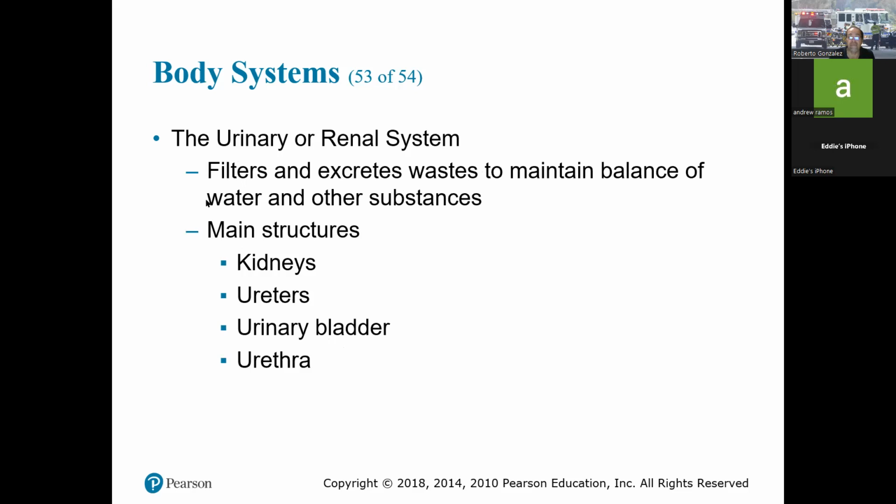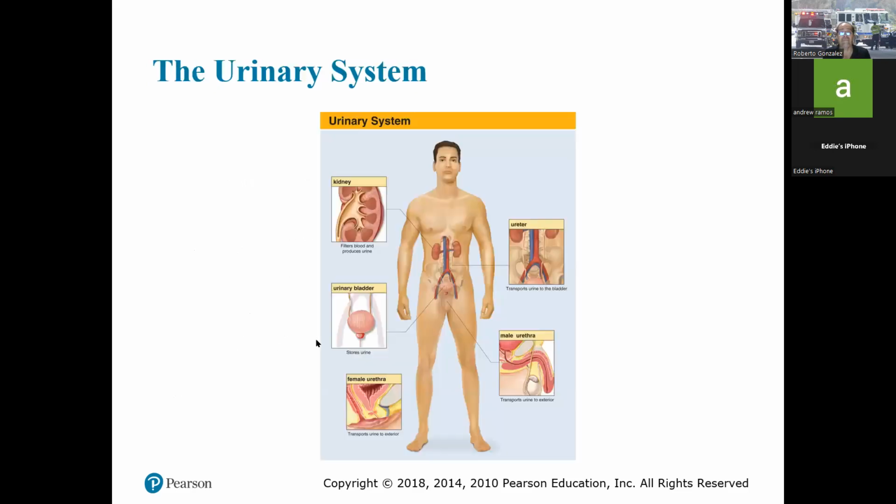The urinary system or renal system filters and excretes waste to maintain a balance of water and other substances. The main structures are the kidneys, ureters, urinary bladder, and urethra. So basically, here are your kidneys, and then you have your urinary bladder. Of course, you have female and male, which is how you actually excrete the urine out.